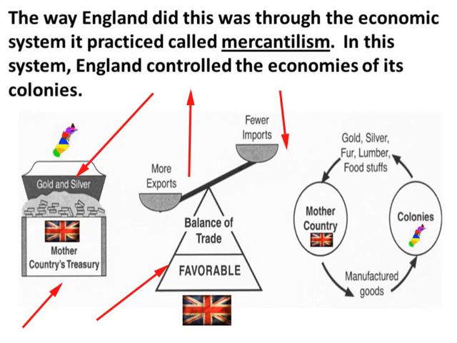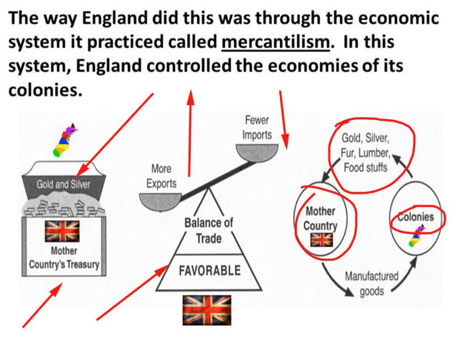Then the final illustration in here shows how mercantilism affected the colonies. The colonies would send things like gold, silver, fur, lumber, and foodstuffs to the mother country, which is England. They would in turn make manufactured goods and send them back to the colonies. And what this means is the colonies could only buy and sell from England. And this, of course, benefited England.